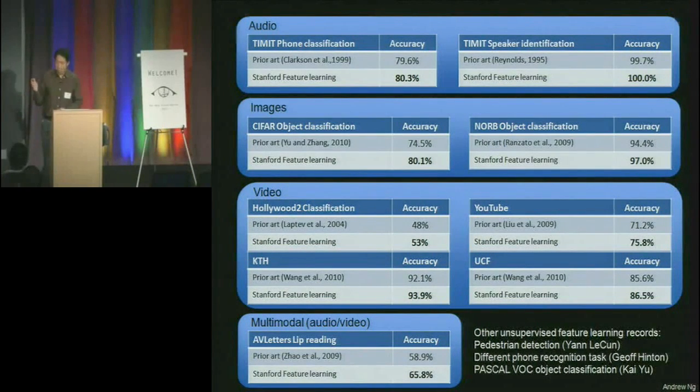Just other state-of-the-art type results. I believe, though I'm not 100% sure, that Yann LeCun may have the best pedestrian detector. Phone recognition: we were the first to get a state-of-the-art result for audio on TIMIT. More recently, Geoff Hinton has also gotten a state-of-the-art result on a different phone recognition task, and Kai has perhaps more than anyone else gotten really amazing results on images. I'll leave him to talk about that. When I give talks where Kai isn't following me, I usually have one or two slides on his work, but I won't do that today.